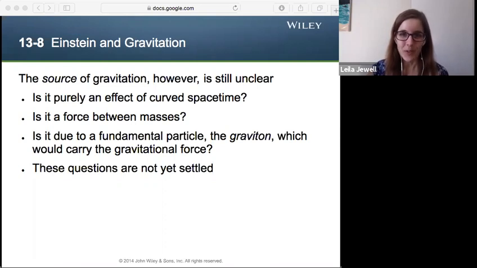So we will wrap up chapter 13 there. That is gravitation.